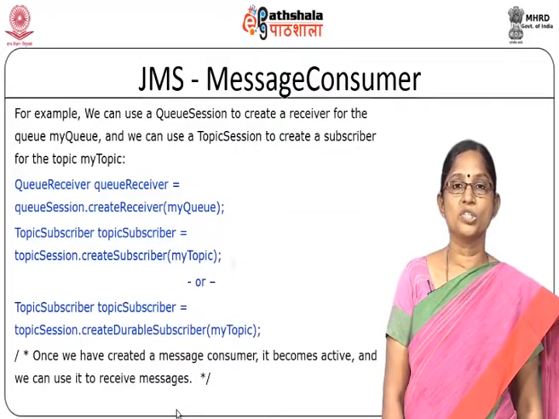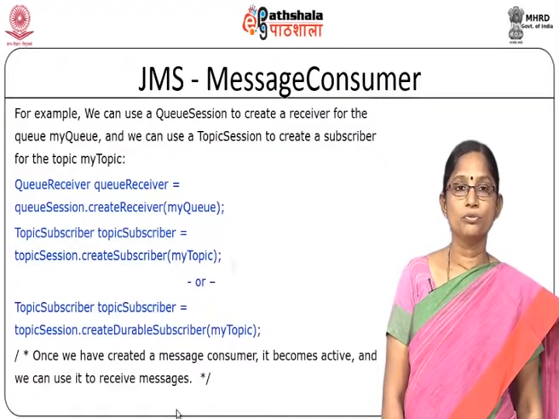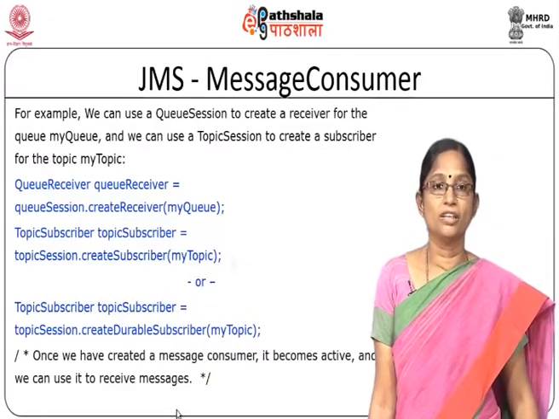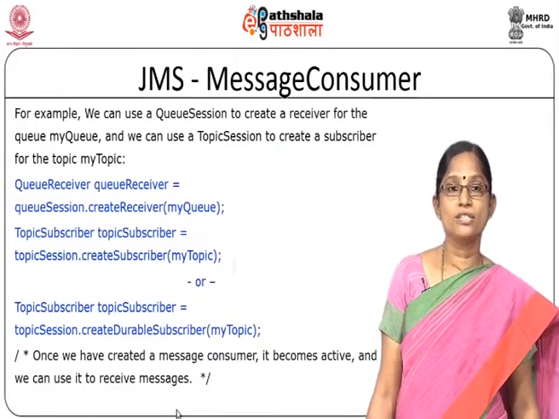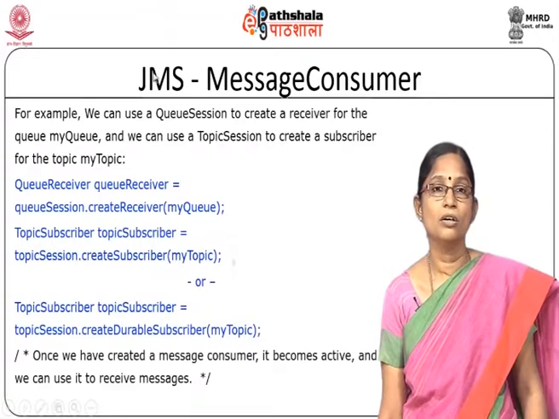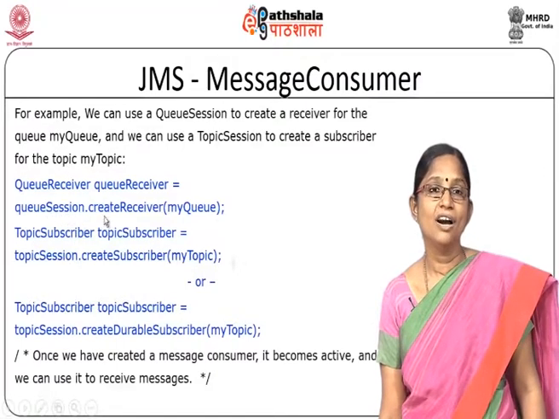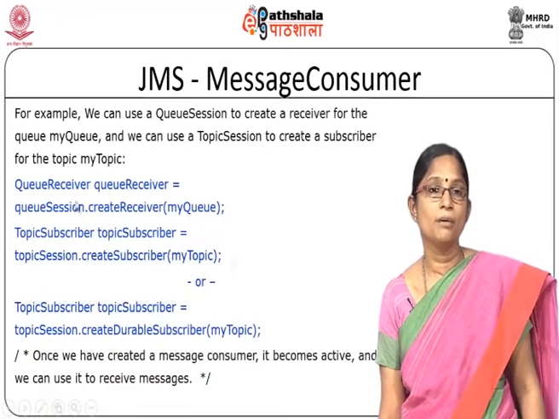We can use a queue session to create a receiver for the queue. First we are going to see how to create a queue receiver using the queue session. Then a topic session is used for creating a subscriber for the topic. You can see a variable called queue receiver, which belongs to the class queue receiver. This has been created from the queue session handle dot create receiver of, a method called over the queue session object by passing my queue as the parameter. Now, we would get a message consumer. This message consumer is called the queue receiver.